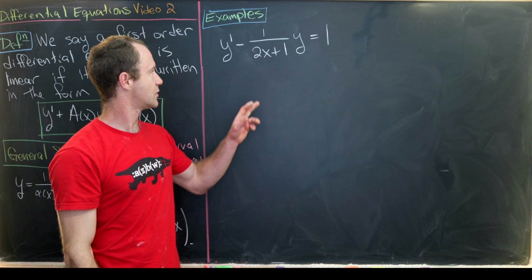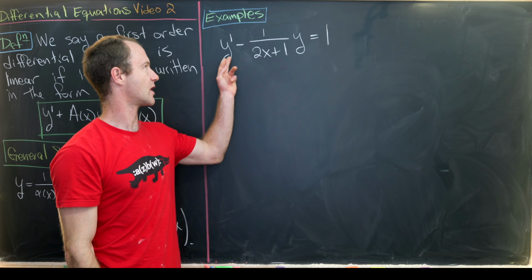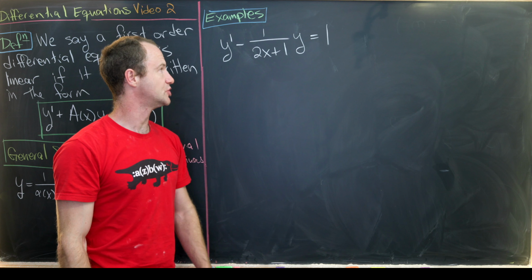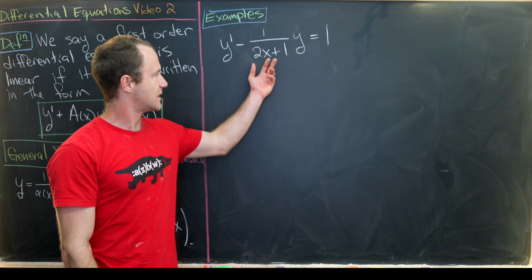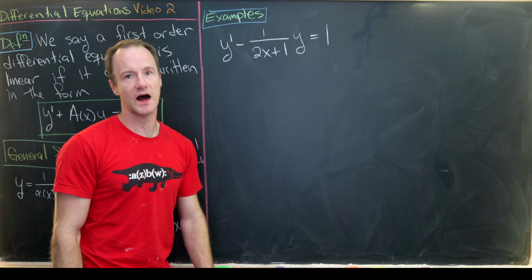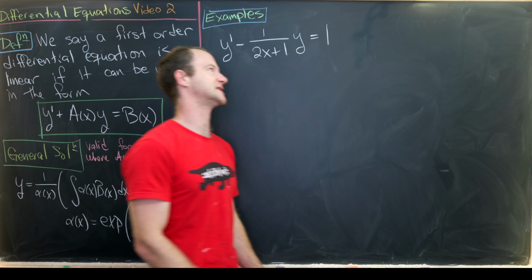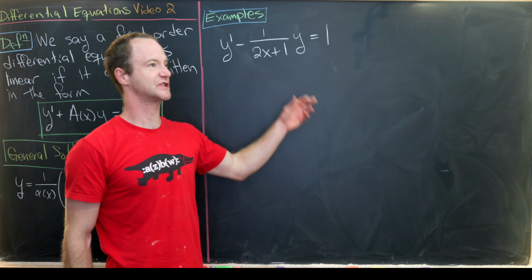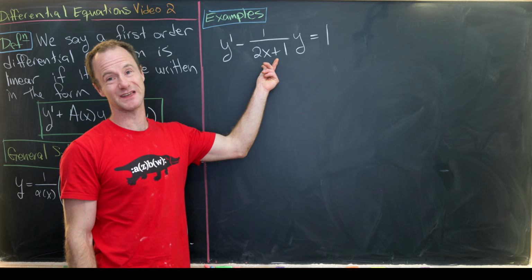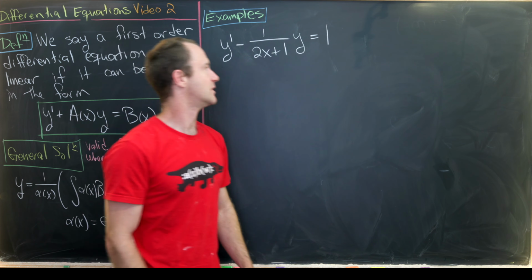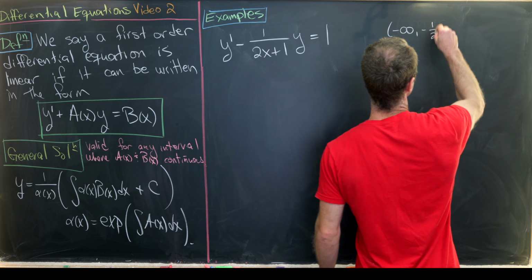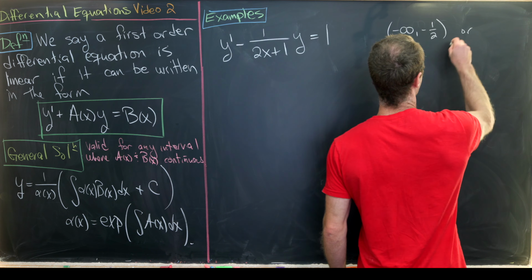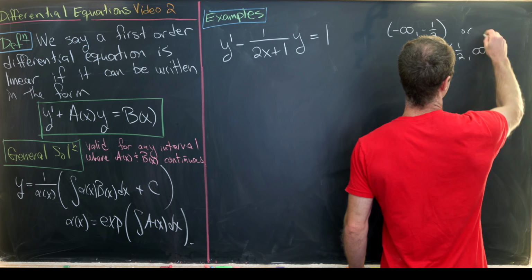So for our next example, we'll look at the differential equation y prime minus 1 over 2x plus 1 y equals 1. So let's start by noticing that the function multiplying y is not continuous everywhere, so that means our interval of validity will just be broken up into intervals where this thing is continuous. But that thing will be continuous from minus infinity to minus 1/2, or from 1/2 to infinity.